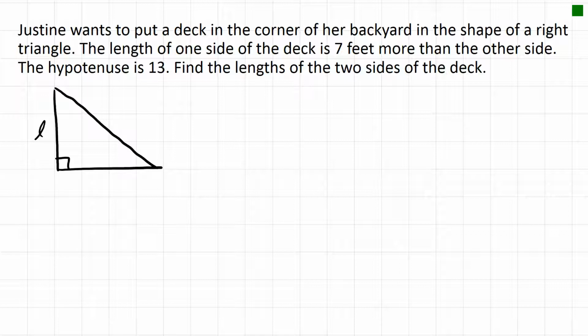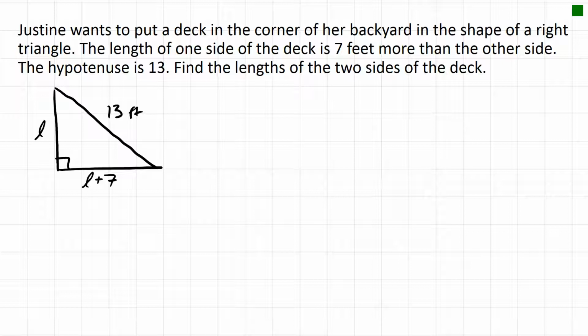Next up, the length of one side of the deck is 7 feet more than the other. So if the length of one side I just call L, the length of the other side would be L plus 7. Lastly, the hypotenuse is 13 feet. So this is all of a sudden much more manageable.